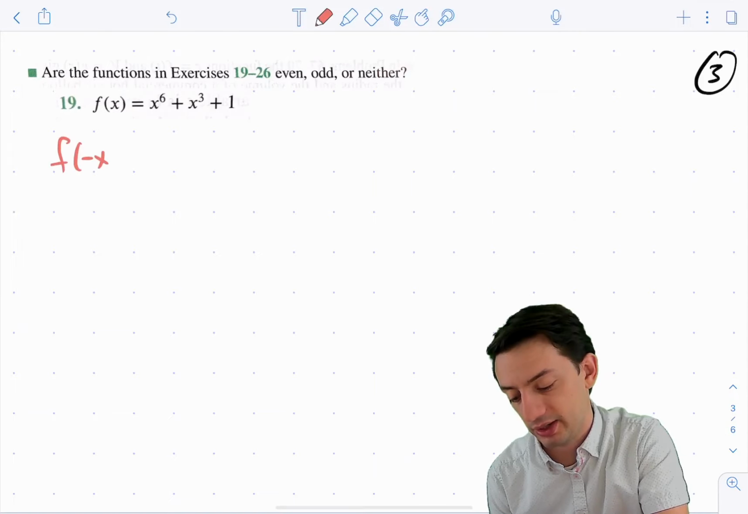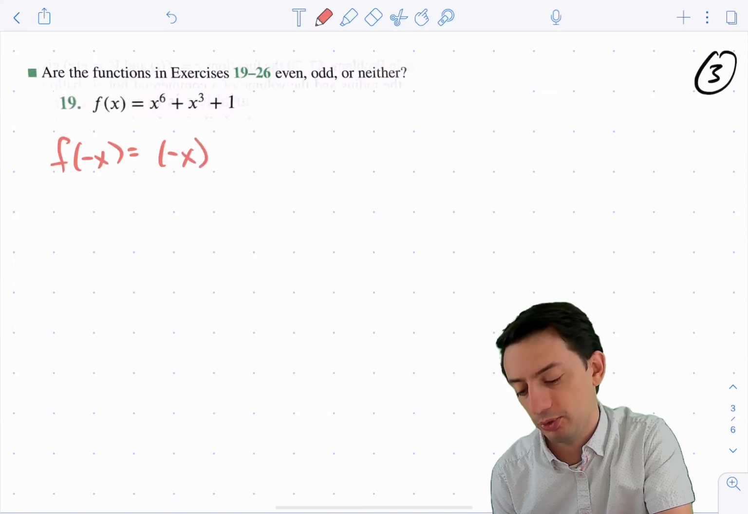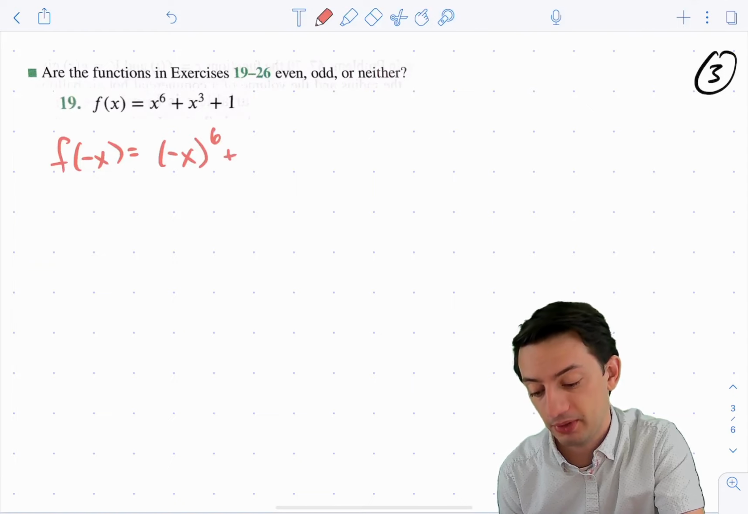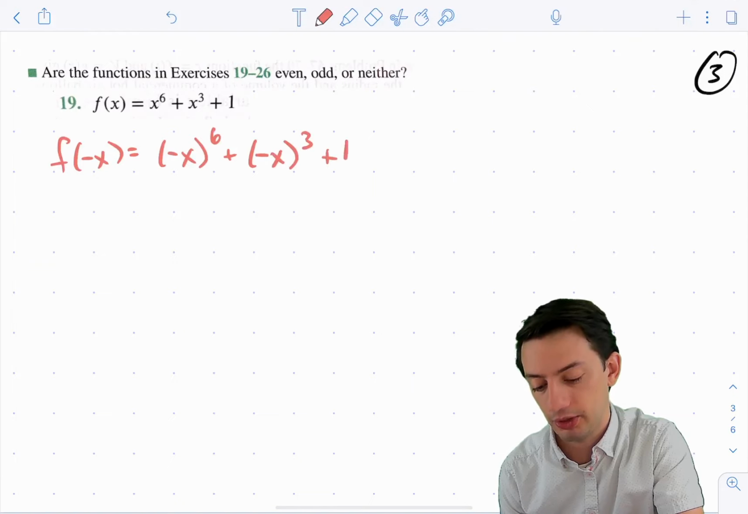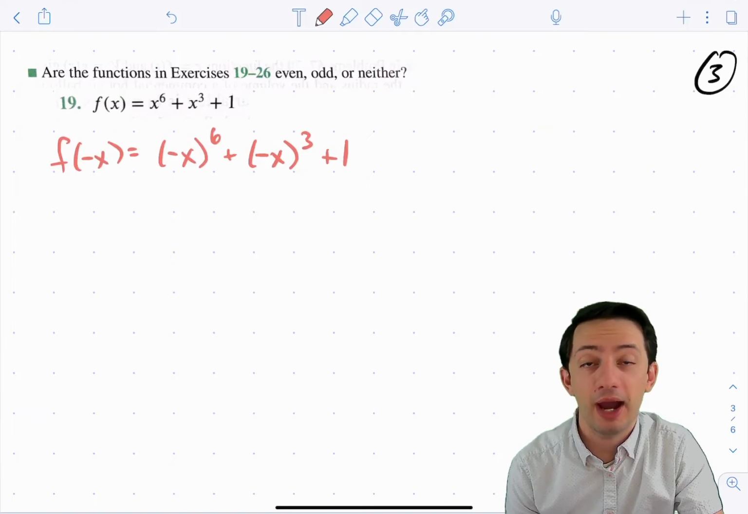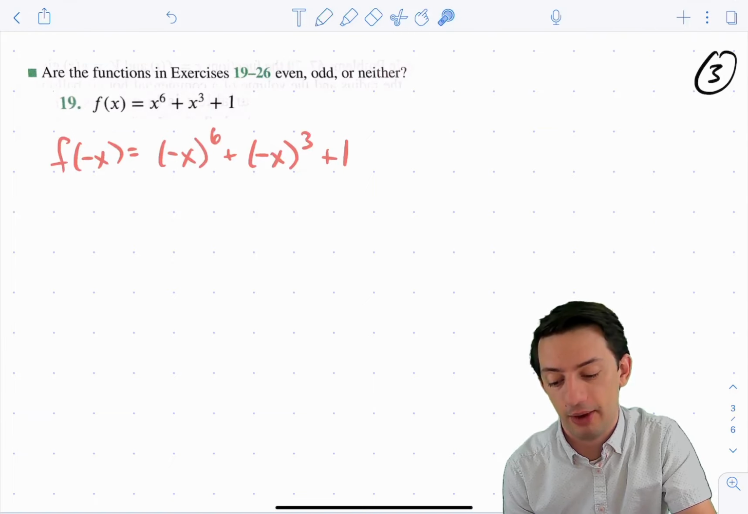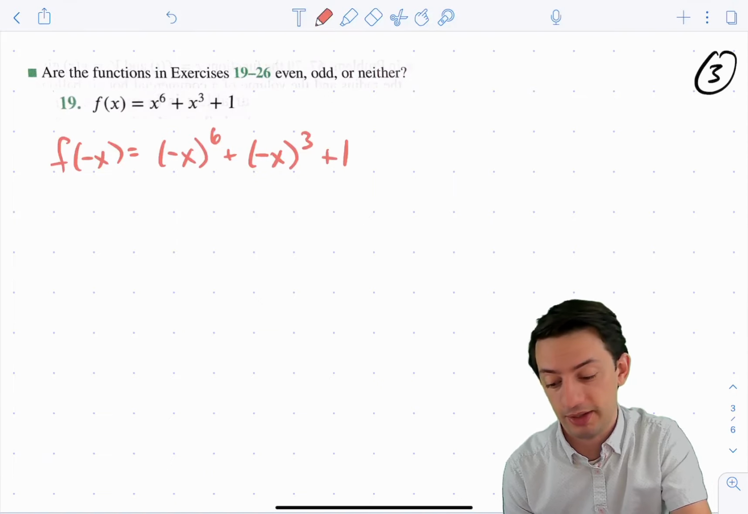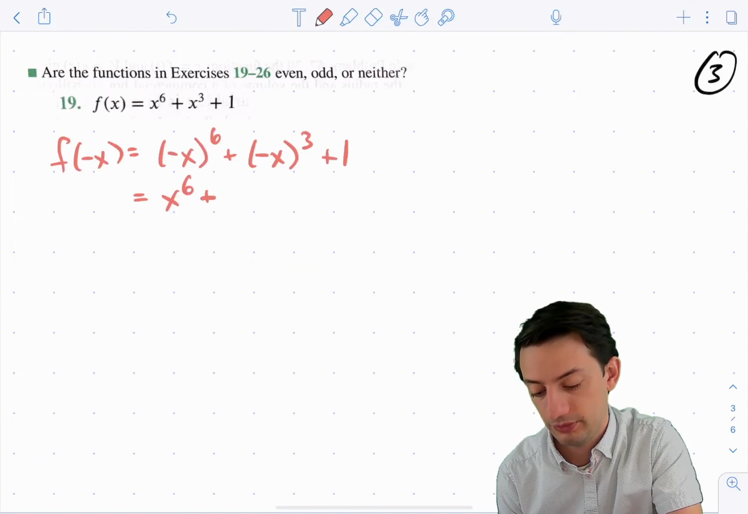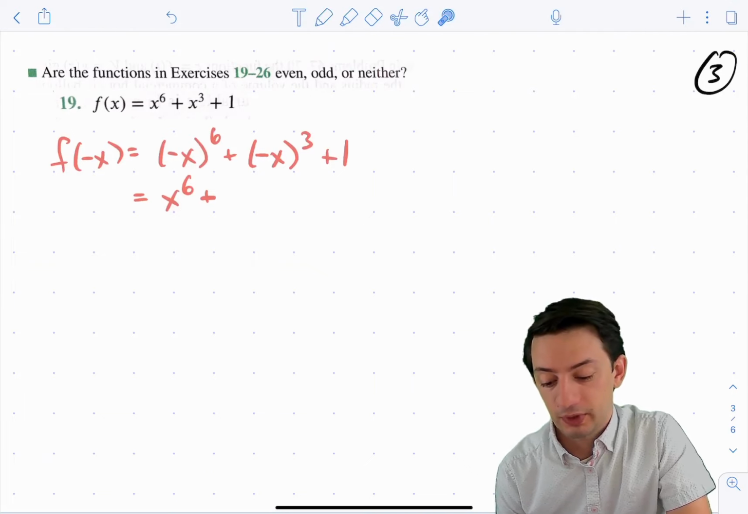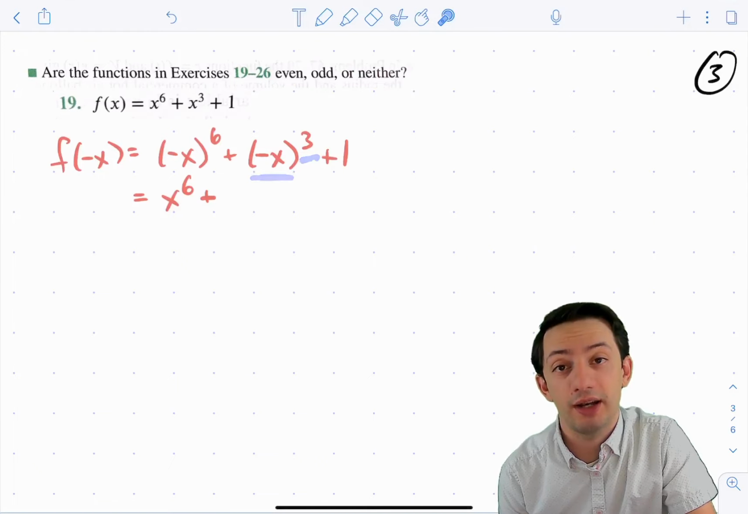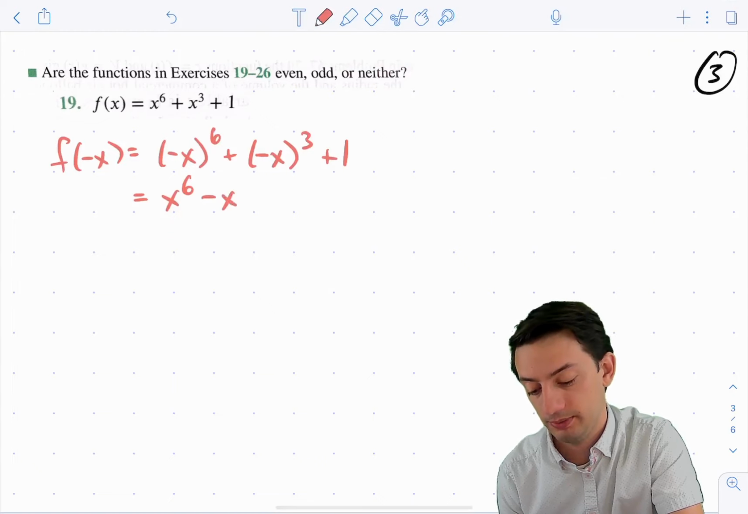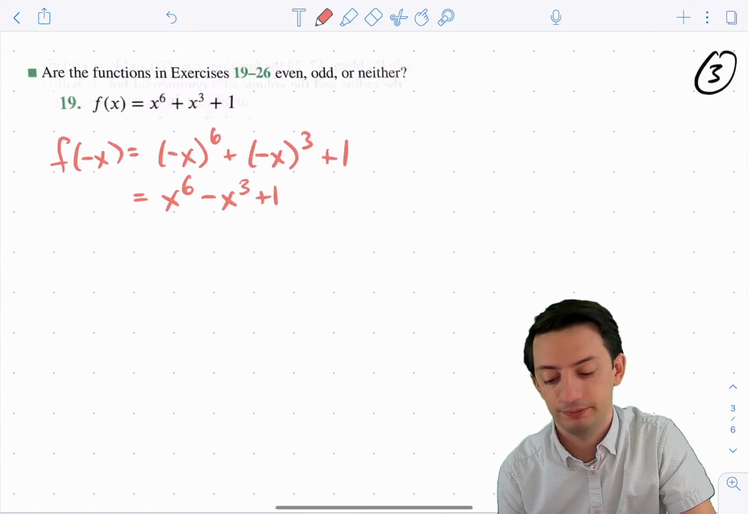So let's plug in negative x. We need parentheses to make sure the negative is grouped in with the x. That's negative x all to the 6th plus negative x cubed plus 1. And then we have to remember how the negative sign behaves under a 6th power. Well, 6 is even. So if you take 6 negative signs, they cancel out to a positive. This is negative x cubed, so that's an odd number. So that's 3 negative signs make a negative. So really, instead of a plus, I should put a minus x cubed, and then plus 1 stays the same.